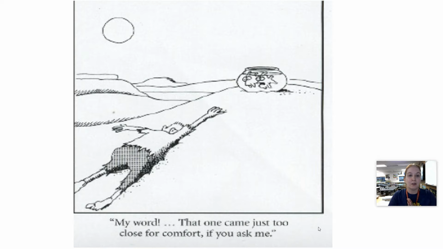And then here's this little cartoon, and we're going to look at making up some observations and some inferences. So the little fish are saying, my word, that one came just too close for comfort, if you ask me. So think of observations you could make from this and think of inferences you could make for this. And feel free to come talk to me about those two things.